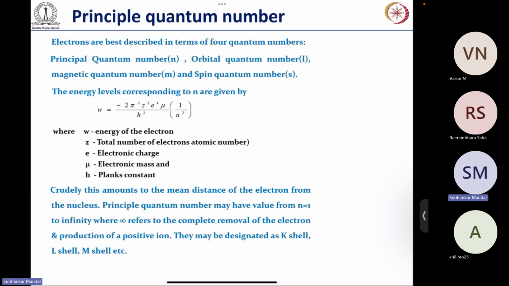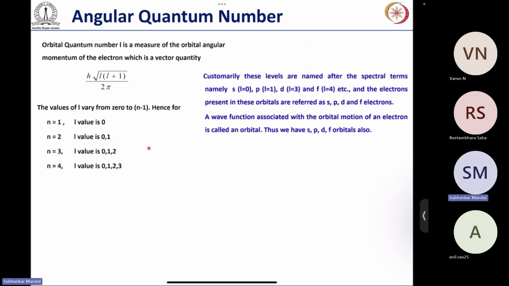Okay, then we have discussed a little bit about the principal quantum number. So how to calculate the principal quantum number? Okay, there is different type of principal quantum number. Then after that, okay, we have discussed angular quantum number, that is represented as L.